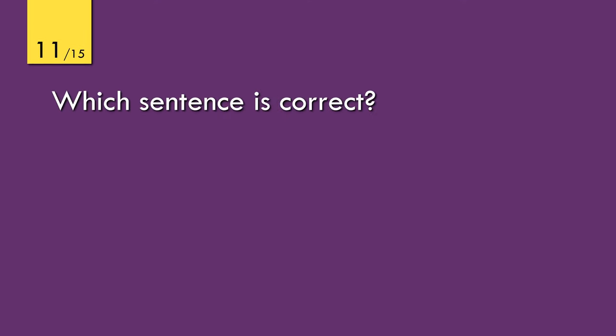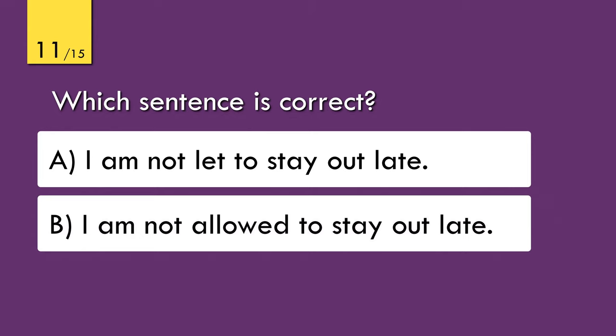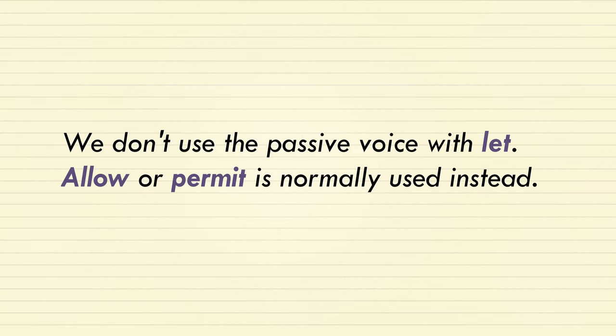11. Which sentence is correct? I am not let to stay out late. I am not allowed to stay out late. Both are possible. I am not allowed to stay out late. We don't use the passive voice with let. Allow or permit is normally used instead.